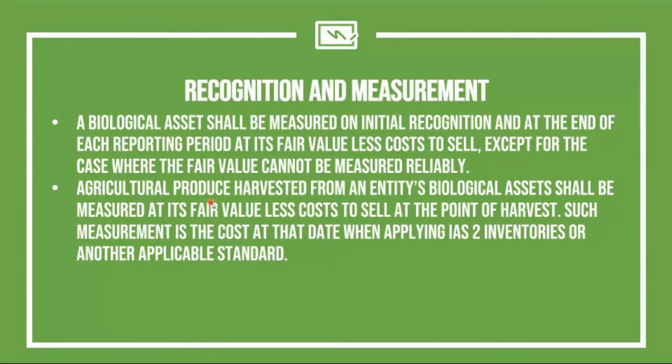Same is true for agricultural produce. Agricultural produce harvested from an entity's biological asset shall be measured at its fair value less cost to sell at the point of harvest. And just like what we said, the measurement that we have will be at the date of harvest only, and afterwards, if there will be changes, it will now follow the measurement requirements of IAS 2 or other applicable standards once we transfer it from agricultural produce to another type of asset.